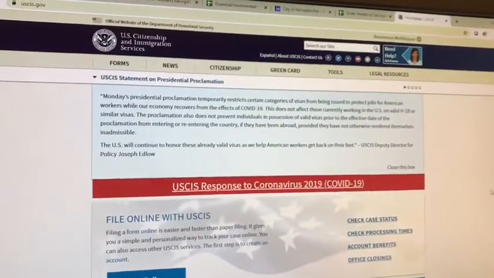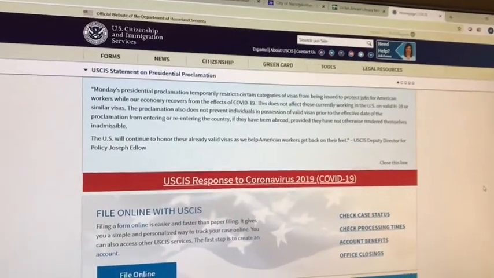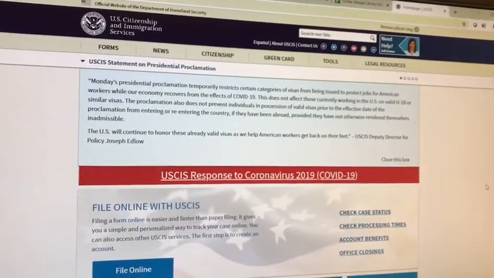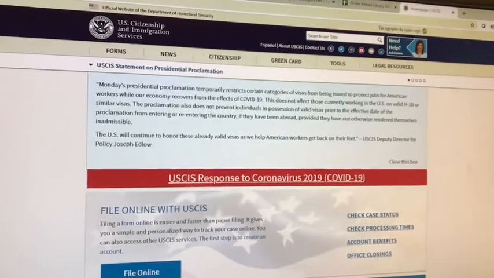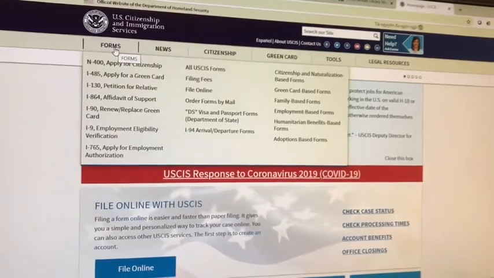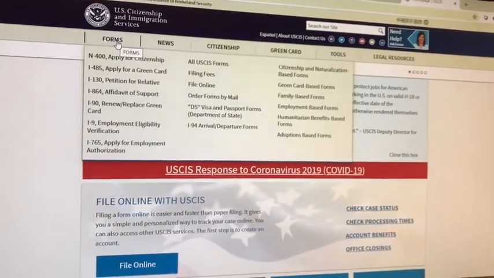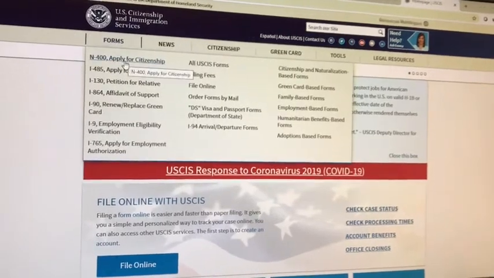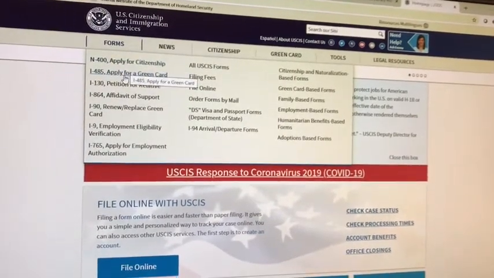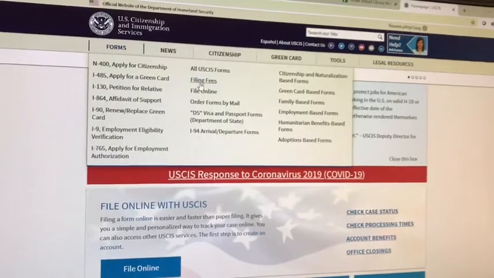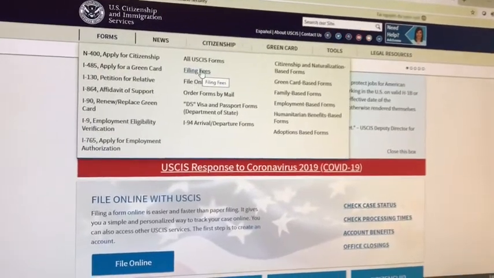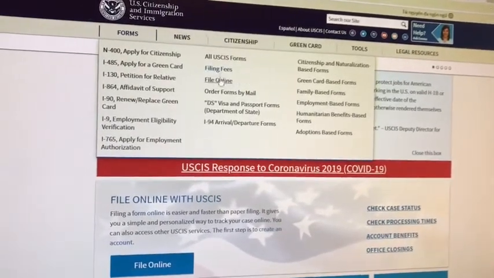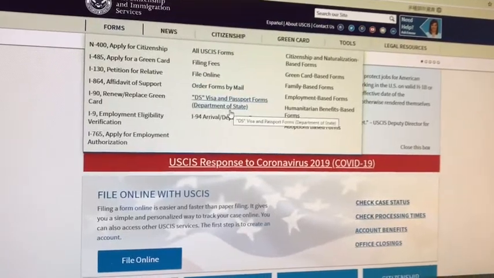The USCIS website has lots of information for potential naturalization applicants. First, we recently looked at the section under forms, and as we mentioned, this is where you find the N-400 as well as other forms that you're going to need. You'll also be able to find out how much you have to pay for certain applications, and there's other information that you can find.